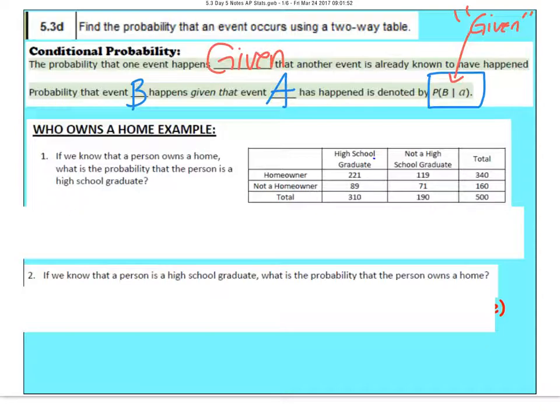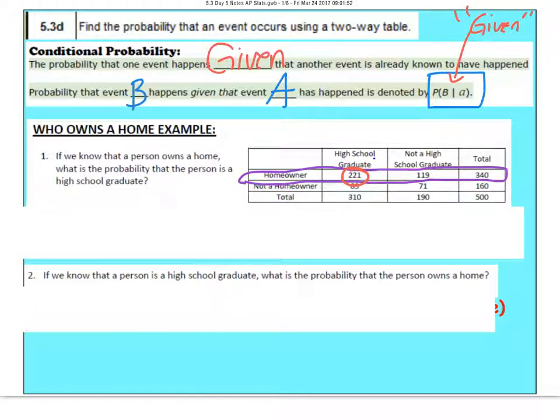So let's look at this example. Again, we're back to the homeowners and whether you're a high school graduate or not. If we know that a person owns a home, so I'm just going to stop right there. If we know a person owns a home, what are we looking at? They just told me right here, we're looking at just the homeowners. So it's a subset of the table. The question is, what's the probability a person is a high school graduate? So of the people that own a home, what's the probability you're a high school grad? It's right there. The answer is going to be 221 over 340.